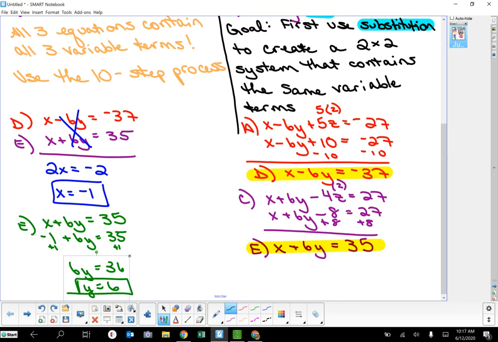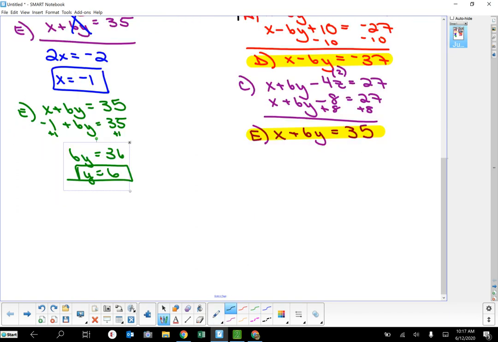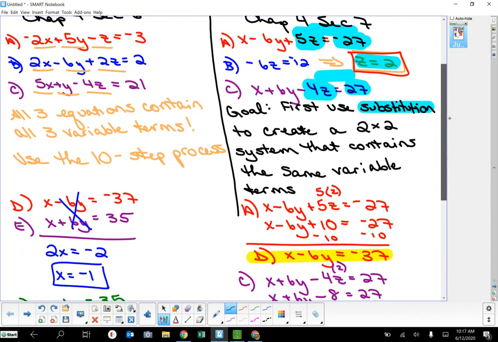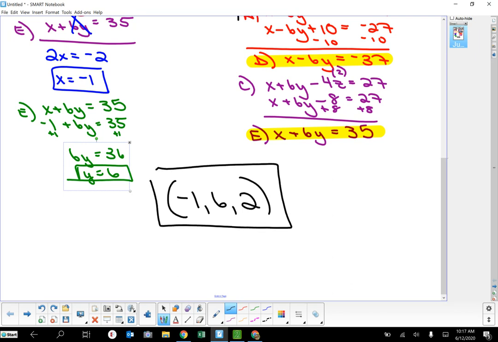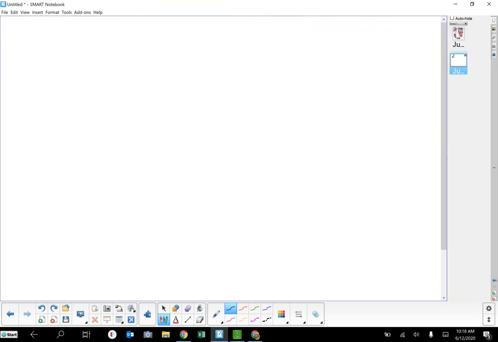So now my answer, as an ordered triple, is negative 1 for x, 6 for y, and z was given to us up in the problem, essentially. That's a 2. Okay? I'm not going to go through the checking process, but that should happen. Now, each of these are going to look a little bit different, and they all require you to do just a little bit of problem solving in order to figure out how you want these things to work out. All right. Let's go to the next example.